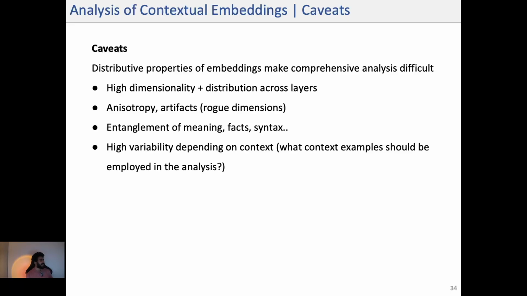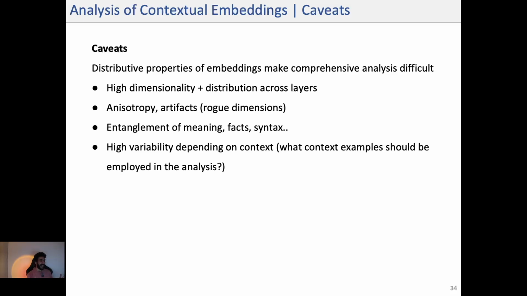A third one is that everything is entangled. So embeddings encode not just meaning, but also syntax, factual associations, and even token positions. So when we say two words are close, are we talking about similar meanings, similar grammar, or just co-occurrence? And finally, context makes everything even messier.